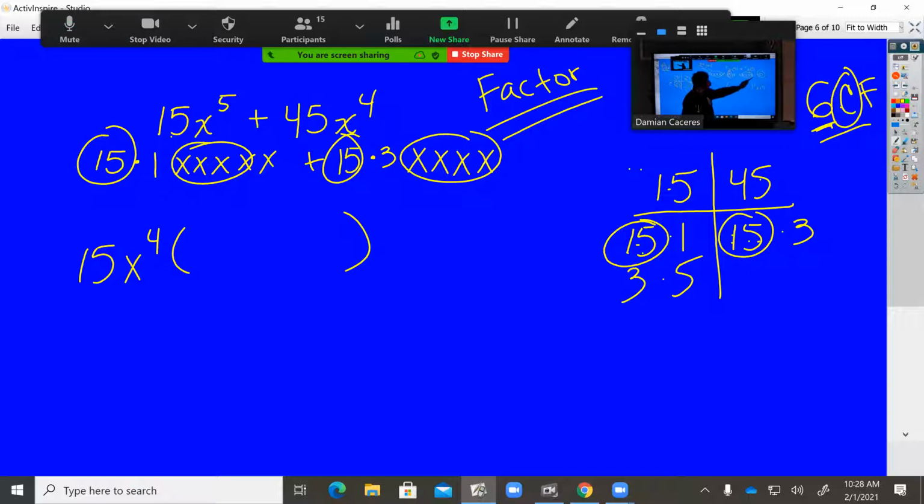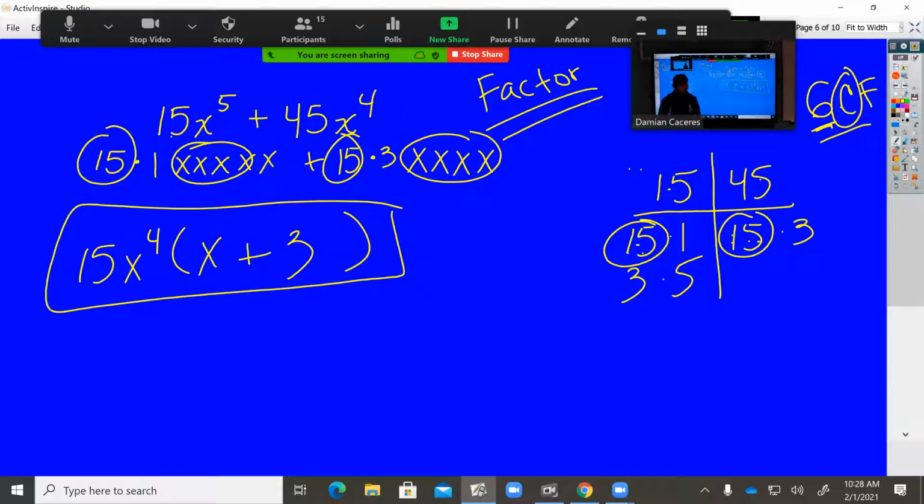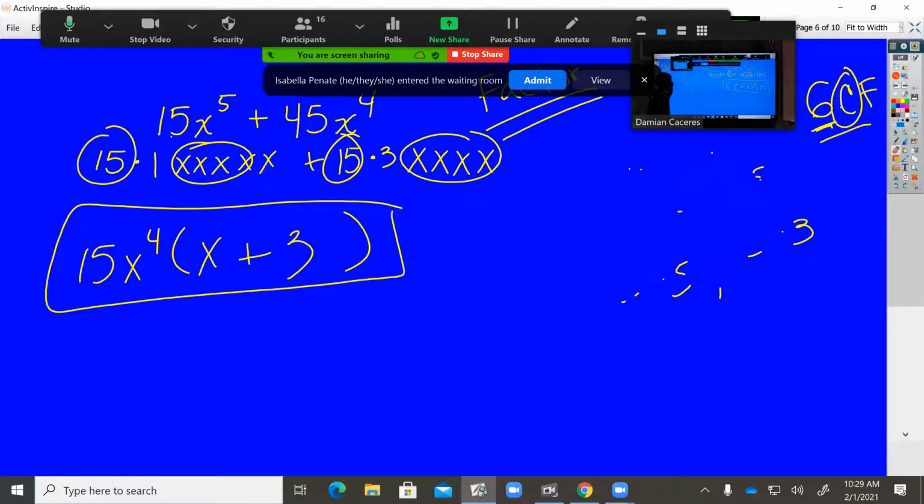What did we not circle here? 1x. What did we not circle here? Positive 3 and nothing else. There's my answer. You with me? I'm going to do like 3 or 4 examples, so don't worry if you don't get it 100% right now. But this problem does lead me to something I need to explain.